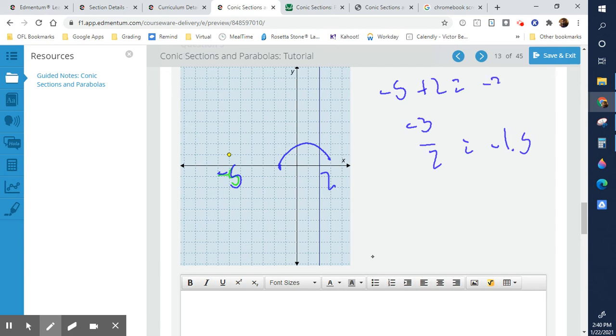I get this -3.5. I mean, how can I explain this better? The distance between these 2 points, oh, that's a better way of explaining it. The distance between these 2 points is 7. So if we cut 7 in half, we get 3.5. So our P should be 3.5.